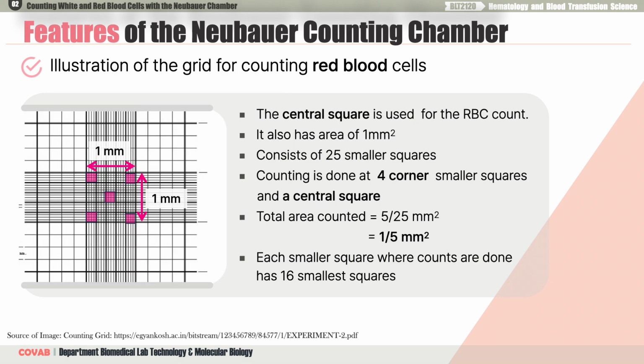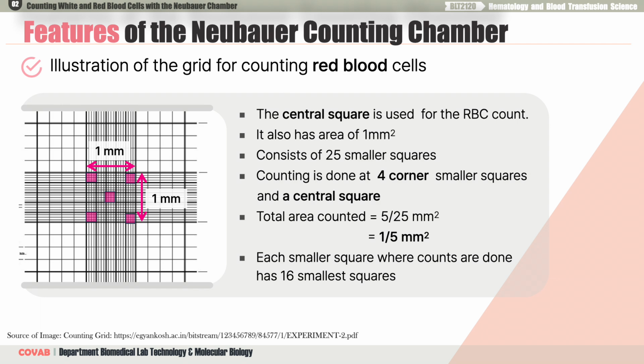Now let's look at the counting grid in relation to the red blood cell counts. The central square is used. It's a central small square with an area of 1 by 1 millimeter, giving us a total surface area of 1 millimeter squared. Now this small central square is subdivided into 25 smaller squares, 5 smaller squares by 5 smaller squares. Counting is done in these smaller squares.